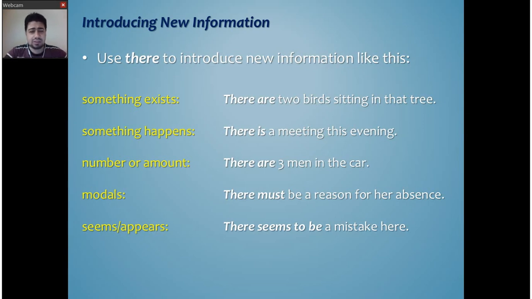Another way of using it is with modal verbs, like there must be a reason for her absence. Somebody is absent and we can find excuses for that. There should be something. It's there. It exists. Alright? And we can also use it with the words seems and appears. Like, there seems to be a mistake here. Something strange. Alright? So you say, oh, there's a mistake here. Okay? So, very simple like this.